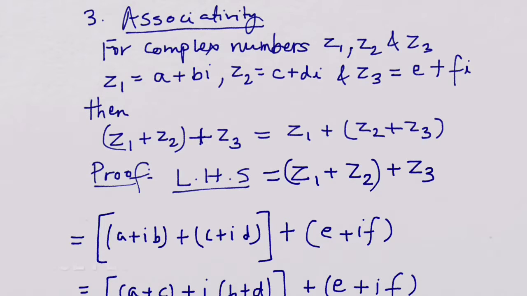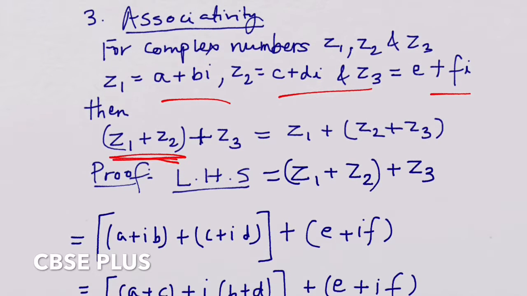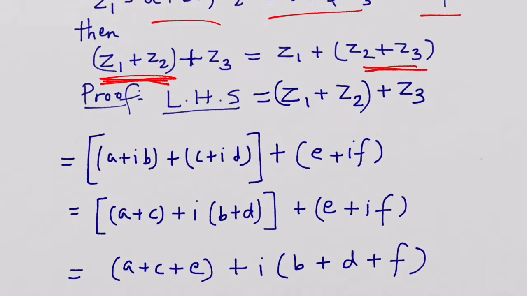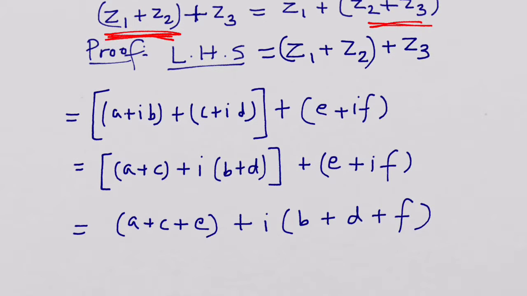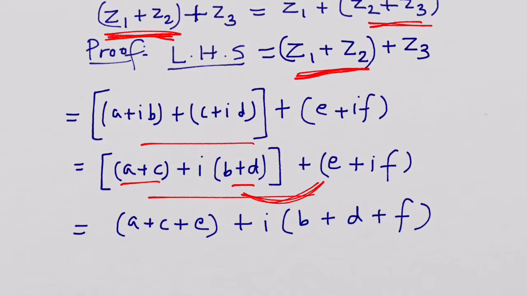Now associativity. Three complex numbers, Z1, Z2 and Z3. Which one associates first is not important. Either we add Z1 and Z2 first or Z2 and Z3 first, the addition will be the same. We first work with the left hand side. We find Z1 plus Z2 plus Z3 by associating Z1 and Z2 first. The real part is added here and the imaginary part is added, and then again Z3, and we add all the real parts here and we add all the imaginary parts here.